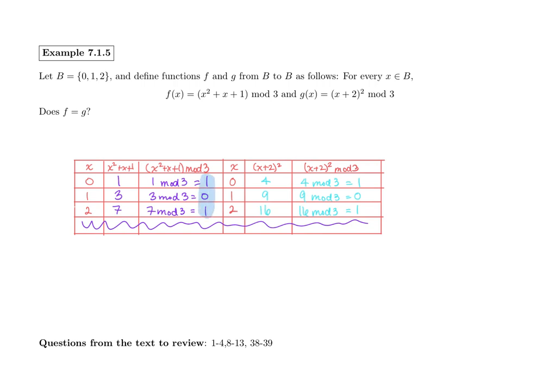So we have 1, 0, 1, and 1, 0, 1. So much like the last one, since f of x equals g of x for all x in B, f equals g. And that finishes out section 7.1.